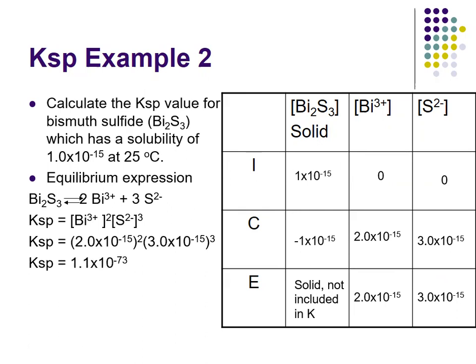So my KSP is 1.1 times 10 to the negative 73rd. What this tells you is that this is not very soluble. This is not product favored because K is much less than 1, isn't it? Much less than 1.